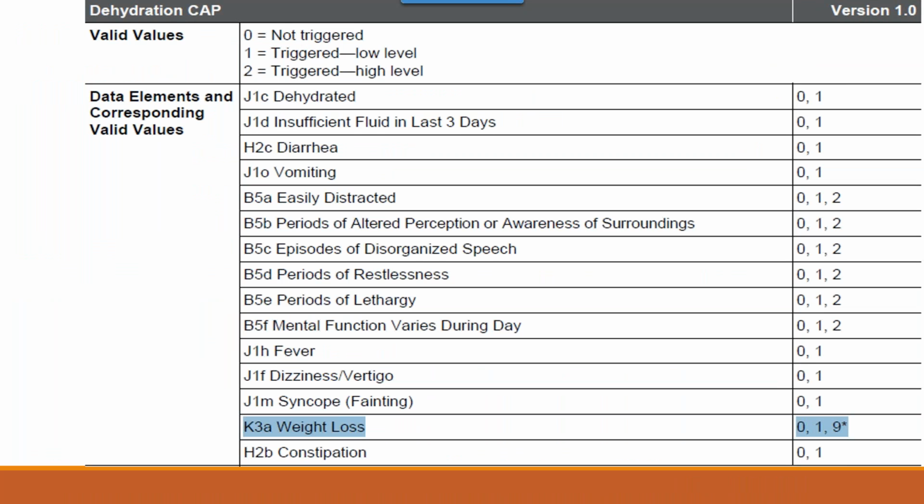Now, in the CAPs, there isn't a CAP that corresponds to the RAP that we just looked at. However, there is a dehydration CAP, and it has 3 different outcomes. It's not triggered, triggered at a low level of risk, triggered at a high level of risk. And here you can see that weight loss again works into the triggering of this particular CAP. So that's how weight loss both impacts your RAPs through the RAP number 12, the nutritional status, and through the dehydration CAP through the weight loss item.